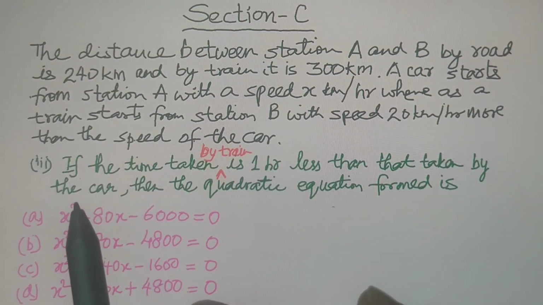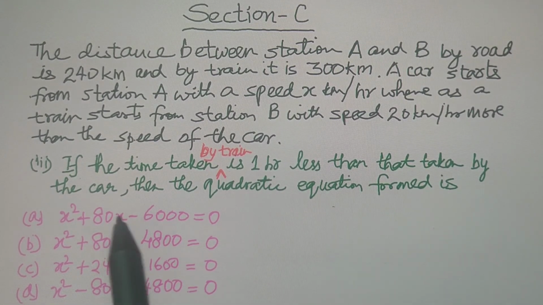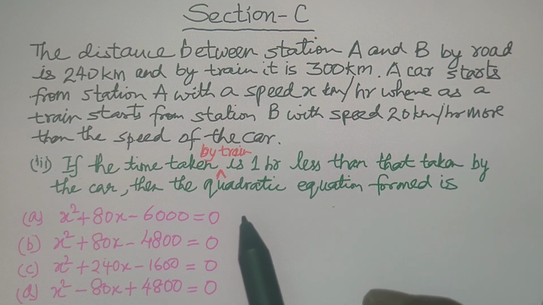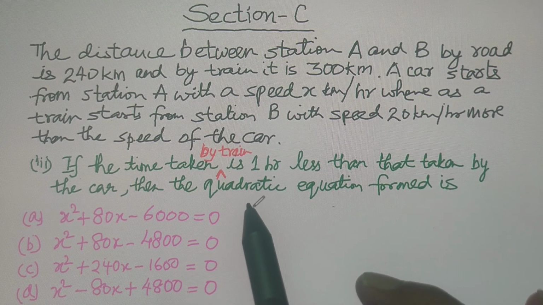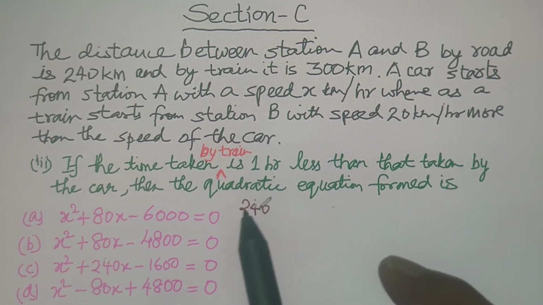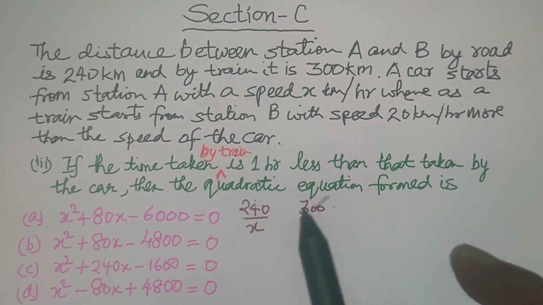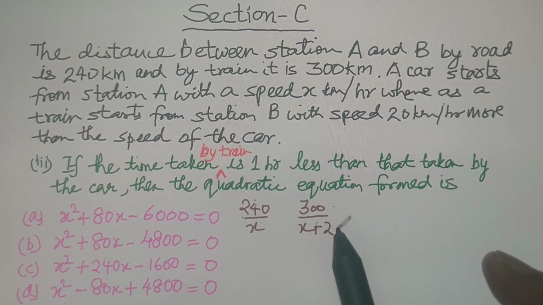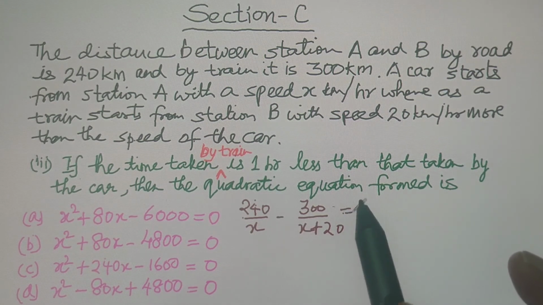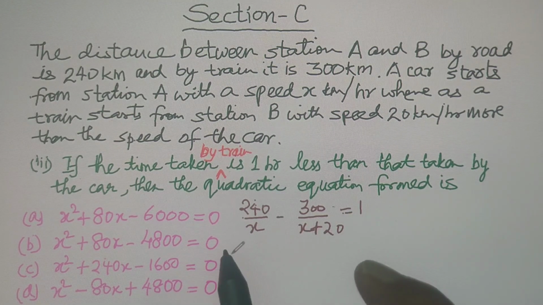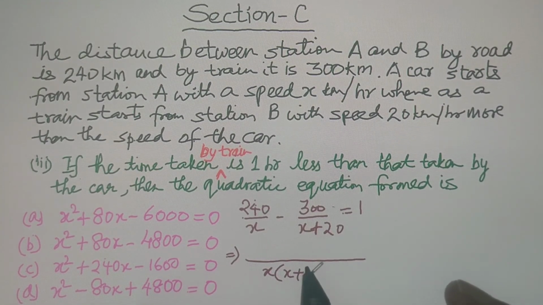Now the third part of the question is: if the time taken by the train is 1 hour less than that taken by the car, what is the quadratic equation so formed? The time taken by the car was 240 upon x and the time taken by the train was 300 upon x plus 20. The train was taking 1 hour less, so the equation can be written this way. Now we are going to solve for it.